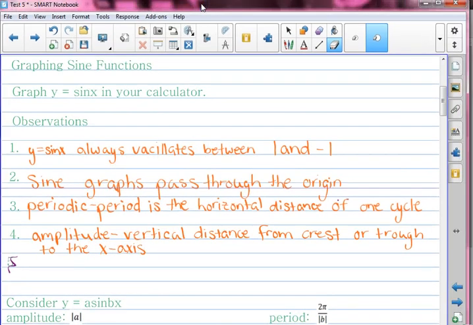Alright, so what you need to know. Y equals sine x always vacillates between 1 and negative 1. Sine graphs pass through the origin, always. Sine is periodic, and that means the period is the horizontal distance of one cycle. And amplitude is the vertical distance from a crest or trough to the x-axis.